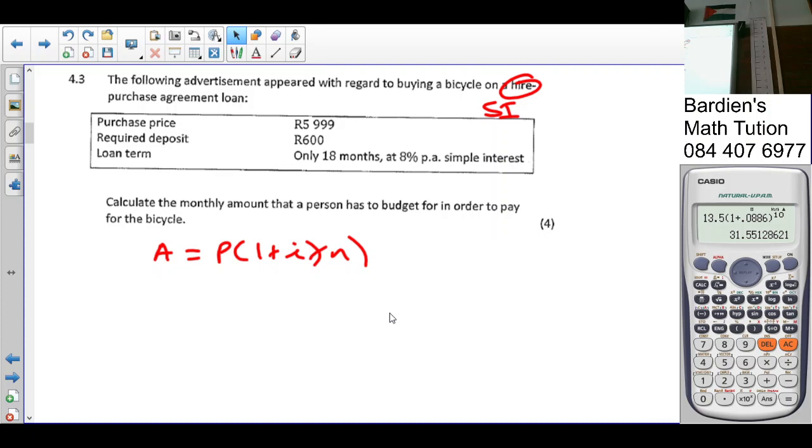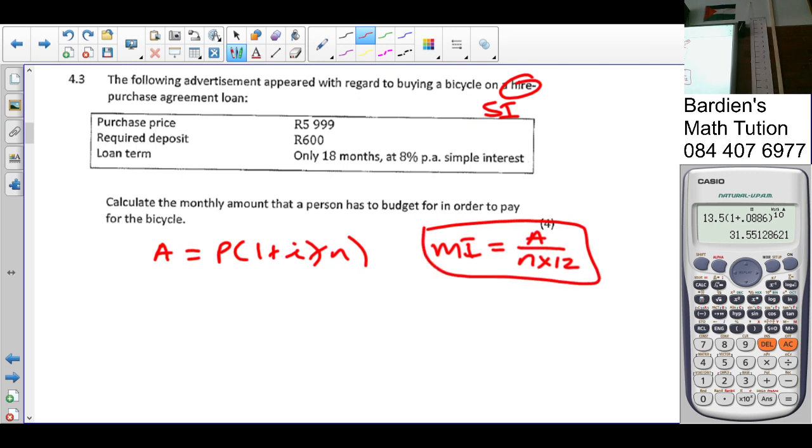The hire purchase price, in other words your cash price, is 5,999. The required deposit is 600 rand. The loan term is only 18 months at 8% per annum simple interest. Calculate the monthly amount that the person has to budget for in order to pay for the bicycle. So in other words, you must work out the monthly installment amount. Not so? How do you work out the monthly installment? It's going to be A over n times 12 for the monthly installment.